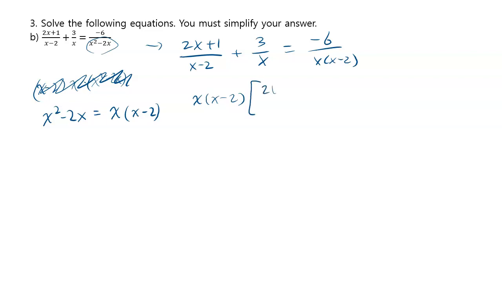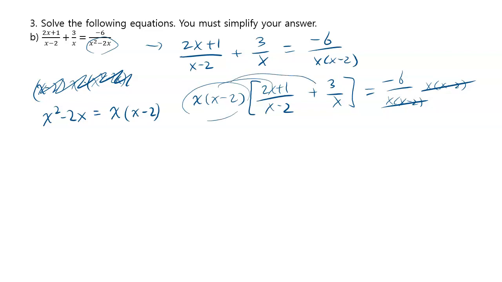Okay, so we have 2x plus 1 over x minus 2 plus 3 over x equals negative 6 over x times x minus 2, times x times x minus 2. On the right side, it's immediately seen to be canceling. On this side, you have to multiply this to 1 and then another. So what's that? That's x times x minus 2 times 2x plus 1 over x minus 2, plus x times x minus 2 times 3 over x equals negative 6. And over here, on the left side, x minus 2 cancels. On the right side, x and x cancel.